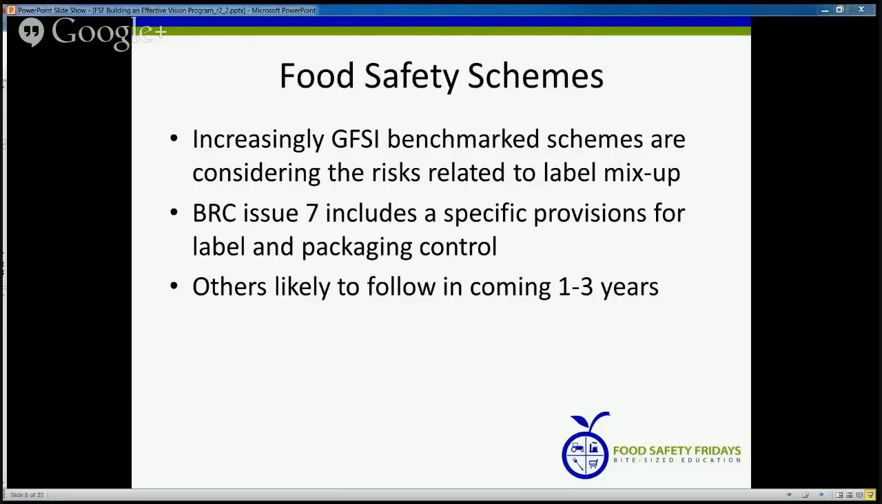So also the food safety schemes. Outside of regulation, we have the food safety schemes that are GFSI benchmarked, such as BRC. These are considering the risk related to label mix-up and starting to talk about them in their food safety standards. BRC issue 7 is an example of this. It identifies a specific provision for label and packaging control in its latest issue, issue 7, which came out in January of this year. And others are likely to follow within the next few years.